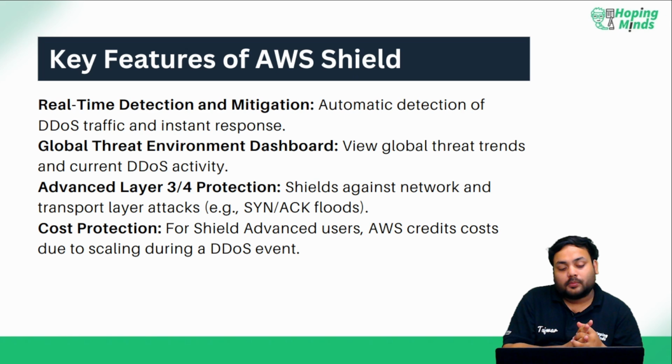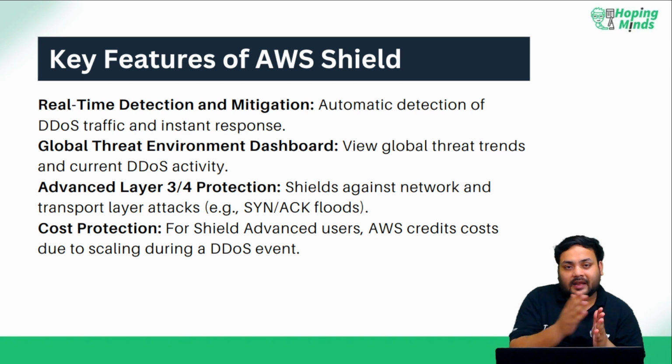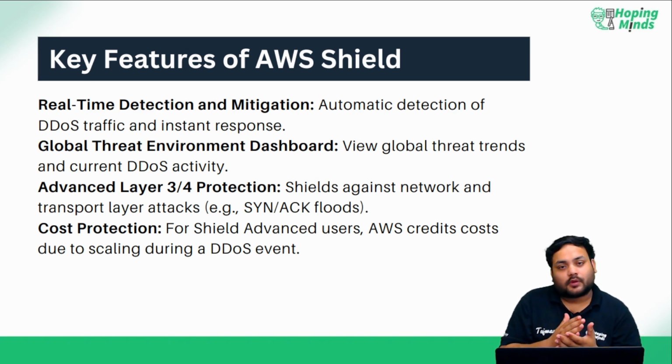Then we have the global threat environment dashboard. With the help of AWS Shield, you can view the global threat trends and current DDoS activities going on in the world. And we have advanced layer 3 and 4 protection, which shields against network and transport layer attacks like SYN and acknowledgement floods. With a server and client configuration, whenever we request anything from the server, we send one SYN packet and get an acknowledgement. Attackers send lots of requests at a time, so the server gets flooded. We can protect ourselves from these kinds of things.